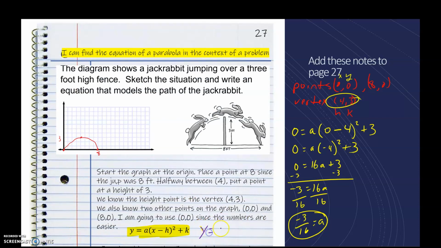So it's going to be y equals, now instead of a, it's going to be negative 3 over 16, times x minus my h, which is minus 4, and plus my k, which is 3. So the generic equation of this has the x and y as variables. But when we're missing a letter, we can use a point on the graph to put into x, y to help us find that missing piece. But your general form is always going to be set up this way.